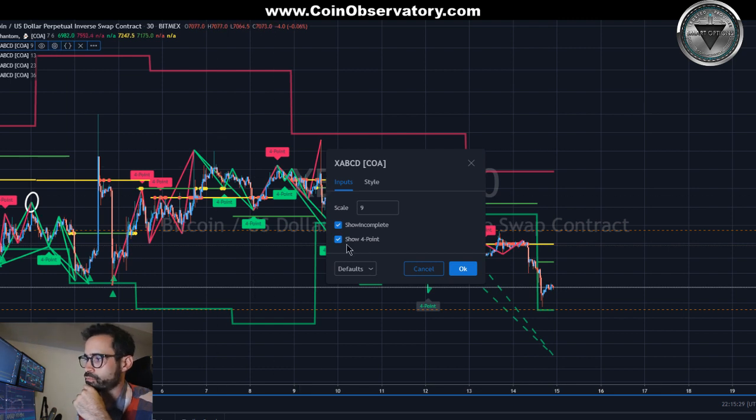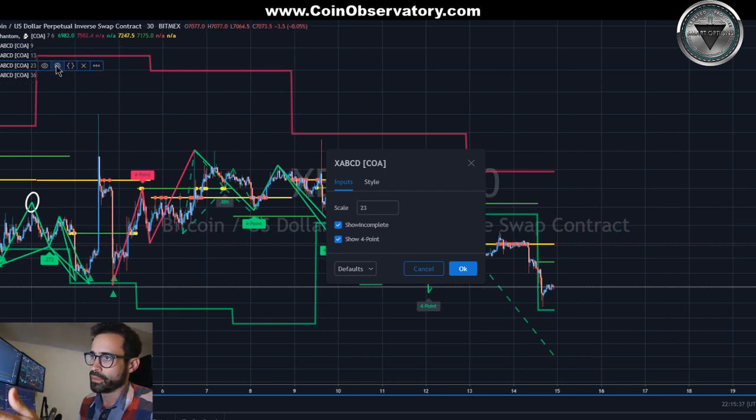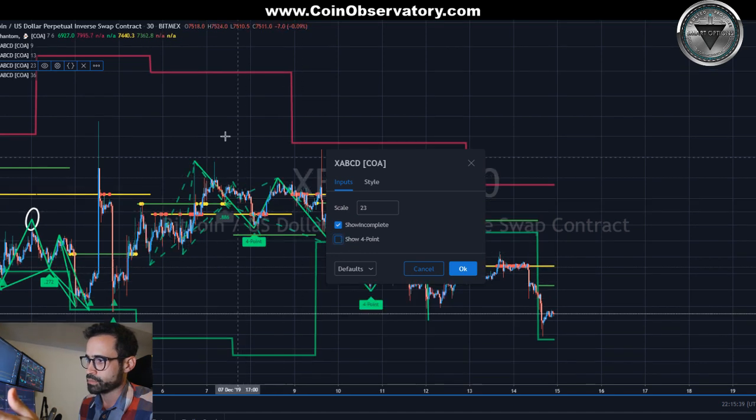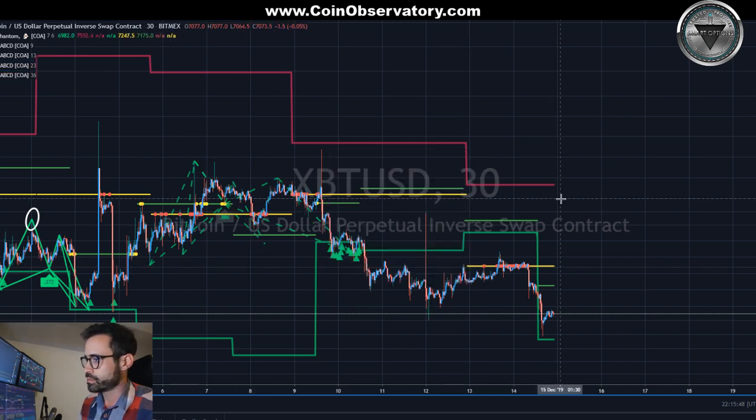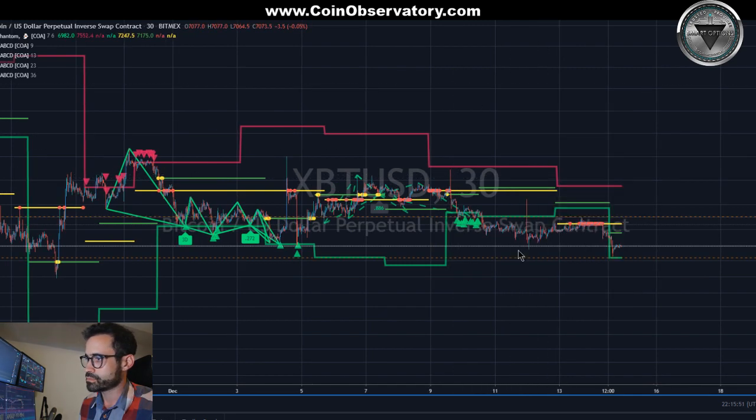If you're getting a lot of 4-point formations, you can go back into the settings gearbox and turn off your 4 points, if you just don't want to trade ABCDs and stick to the larger patterns, right? But the ABCDs tend to be very, very prominent. You'll see them more often than not, and they will end a lot of moves.